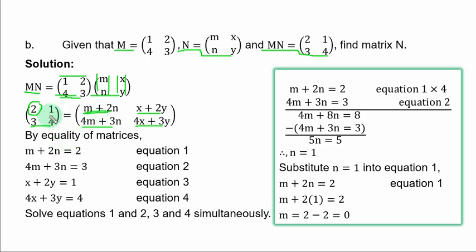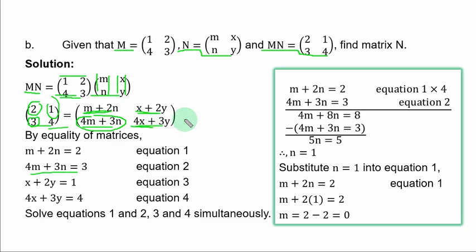Also, we have the second entry in the first column equal to the second entry in the first column on the other side. That is 4m plus 3n equal to 3. So you have 1 here equal to this entry, then 4 equal to this entry. You have 4 equations. Equations 1 and 2 have variables m and n in common, so you solve 1 and 2, then 3 and 4 simultaneously at separate times.